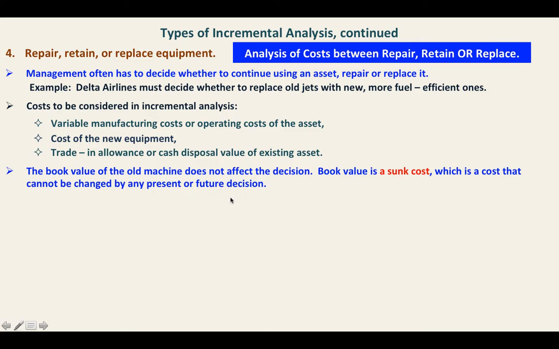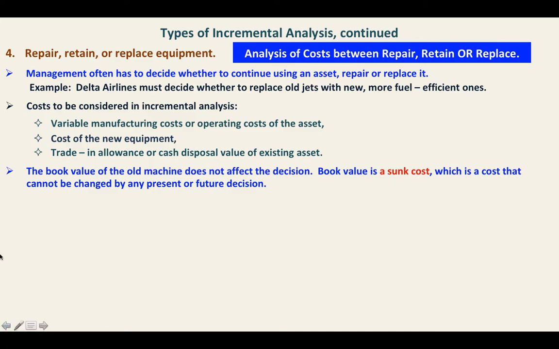However, class, if you are going to sell that old machine, then that would be your cash disposal value of that old machine, and it has to be considered, okay, only when it is sold and it has a fair market value.